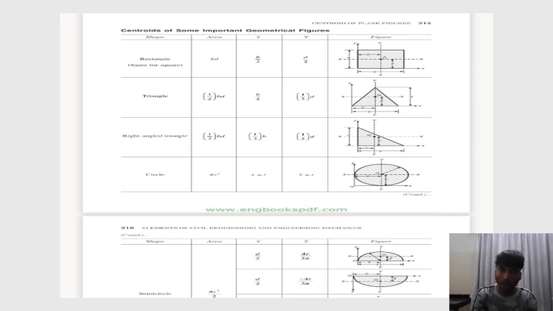Now x bar and y bar. In a rectangle, x bar is b by 2 and y bar is d by 2. In a triangle, x bar is b by 2 and y bar is h by 3. In a right angle triangle, x bar is b by 3 and y bar is h by 3. For a circle, x bar is equal to r and y bar is equal to r. Similarly, in a semicircle, x bar is equal to d by 2, and y bar is 4r by 3 pi.